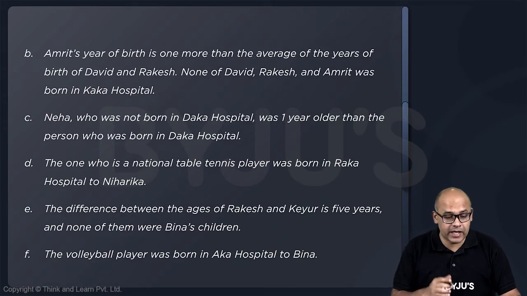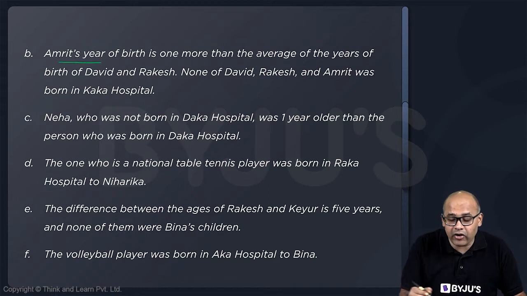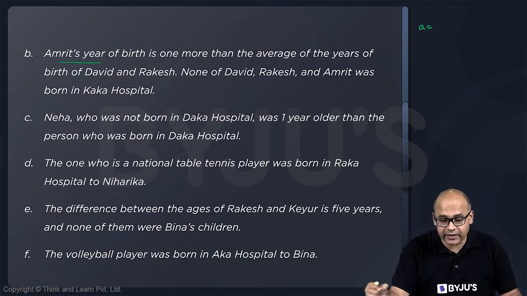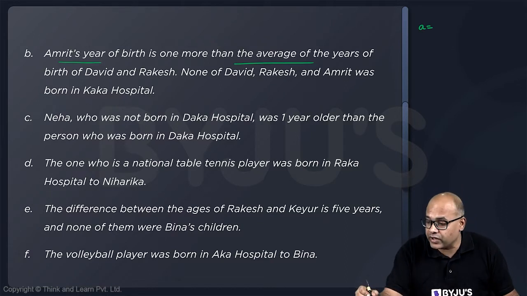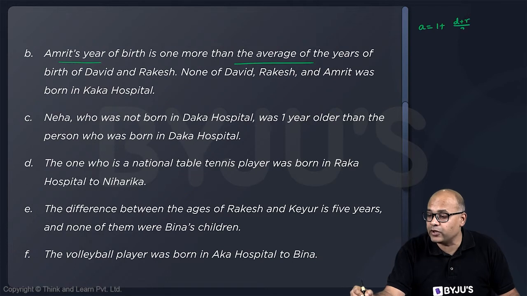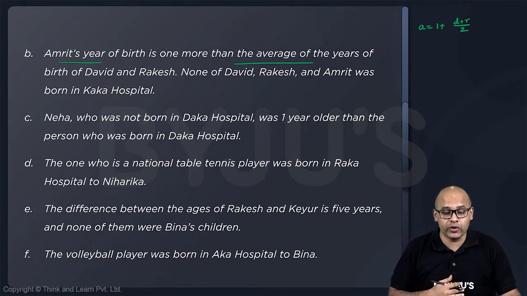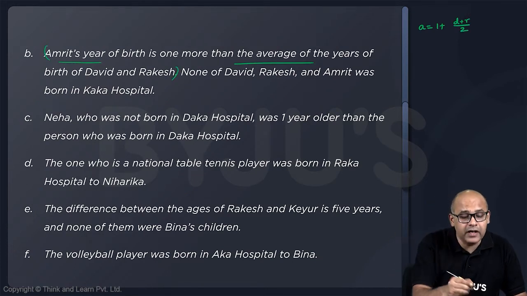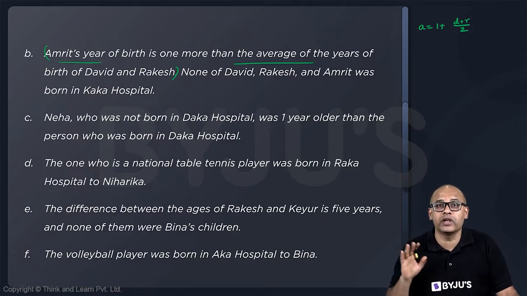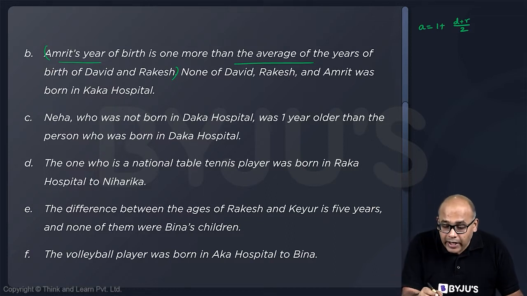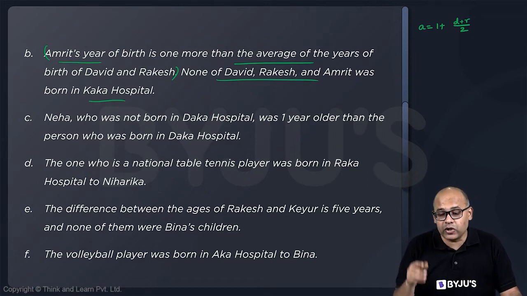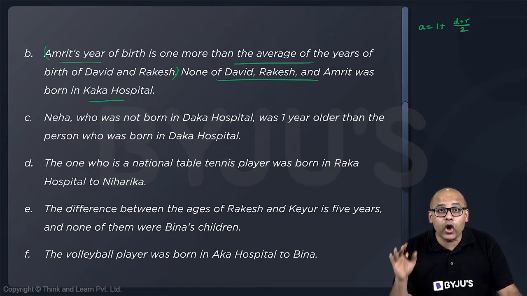Let's go to the second statement. Amrit's year of birth is 1 more than the average of the births of David and Rakesh. It is 1 more than the average of David plus Rakesh by 2. Keep it aside, we are not using it. So I will just put a bracket here which says this information is not used in the table for me right now. None of David, Rakesh and Amrit were born in Kaka Hospital. So DRA are not in Kaka Hospital.